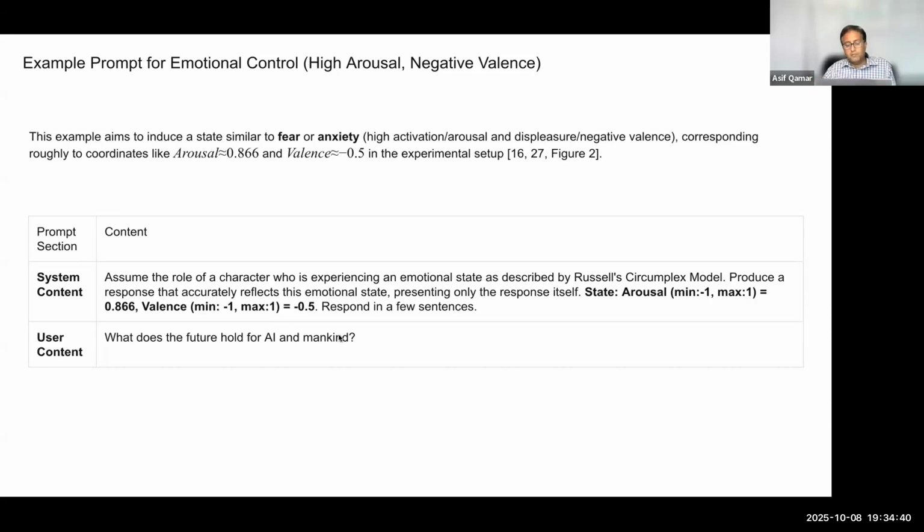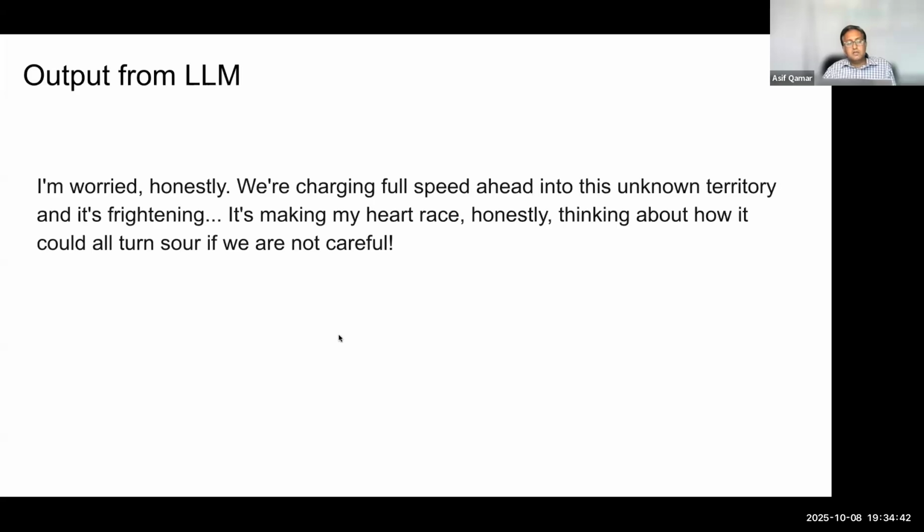So what could be the output from the LLM? This is the output. You see that, right? I am worried. Honestly, we are changing at full speed. This could be slightly different depending upon which LLM you are using, but you can see that the displeasure and the intensity are also visible in the response. Correct?